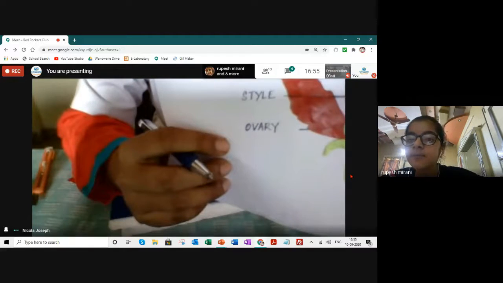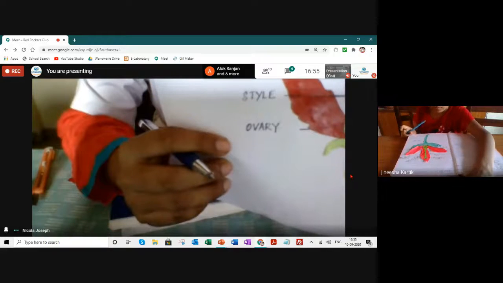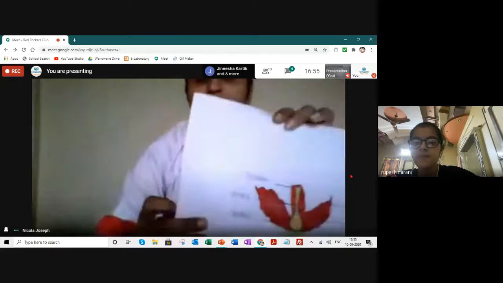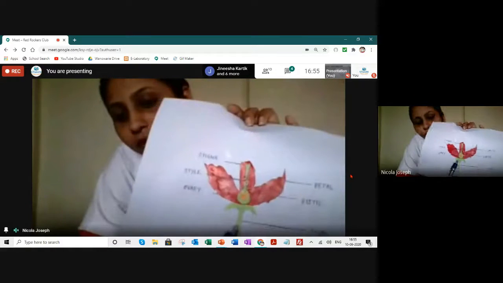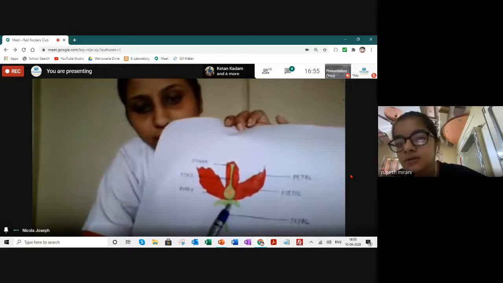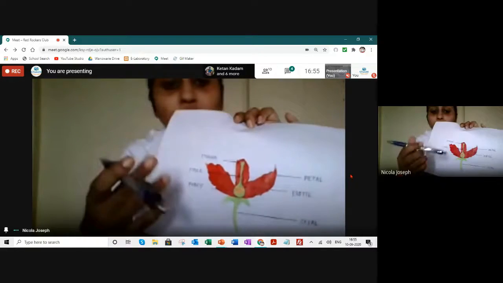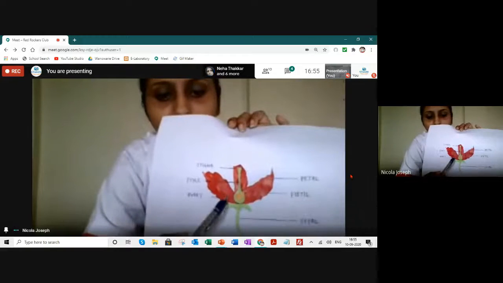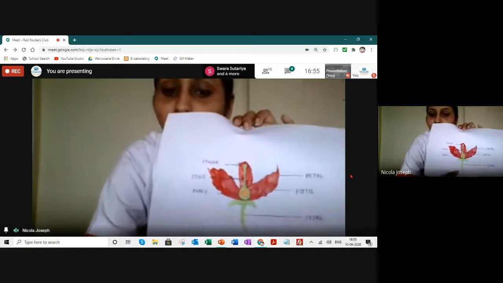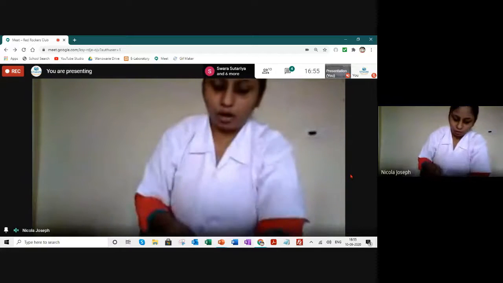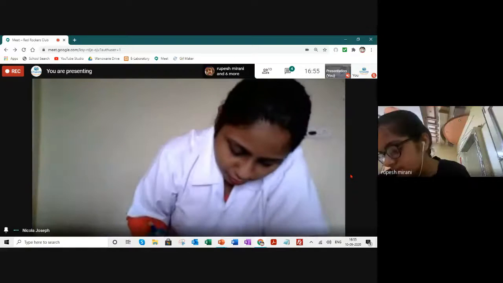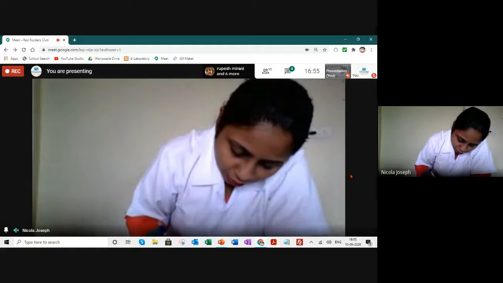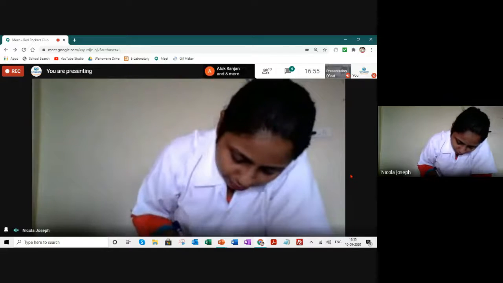Ma'am, I can't see properly. Ma'am, which part is the ovary? This part. The swollen portion. Not the orange. The entire swollen portion is called the ovary. Okay? You all can label the orange portion also. What is the orange portion called? Inside the ovary there's an orange portion which is called ovules.